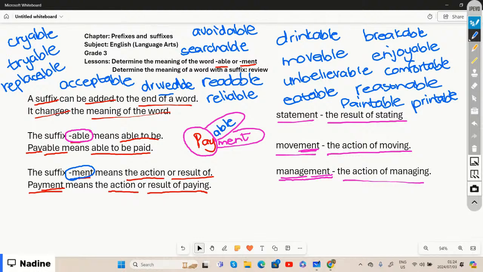Well done. Here we have drivable, and stoppable is correct. All right, so now we're going to look for words with the suffix ment. We have statement, movement, management, and we have payment. Think of more words with the suffix ment.